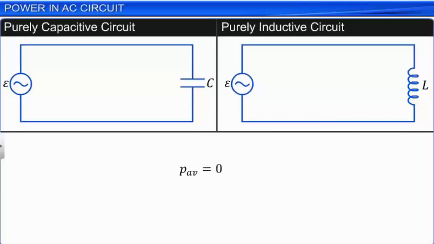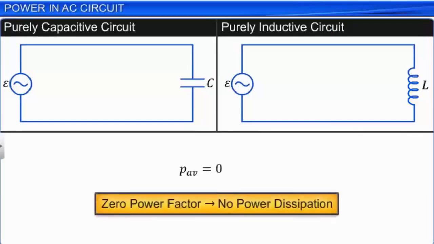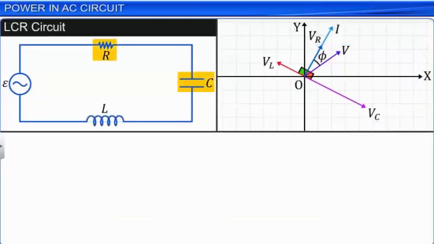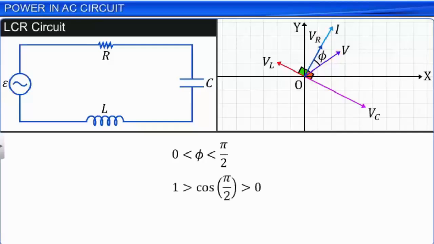In the case of CR, LC, LCR series AC circuits, there exists a phase difference between the AC voltage V and current I in the range of 0 to pi by 2. Hence, the value of the power factor will be non-zero, but less than 1. Hence, the power dissipation in these types of circuits is non-zero.